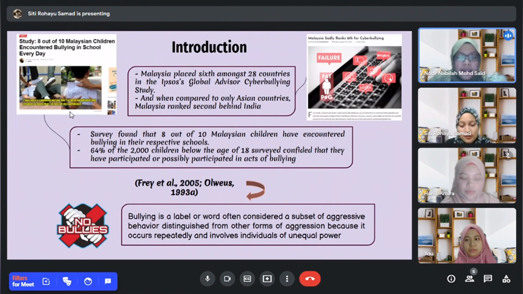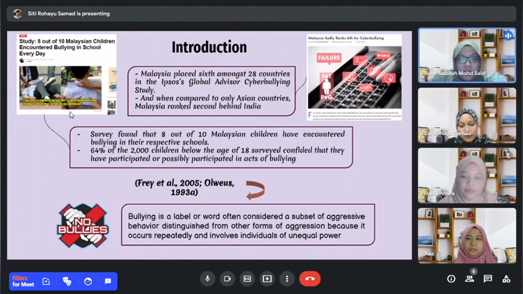So now let's take a look at the definition of bullying. According to Frey and Olweus, bullying is a label often considered as a subset of aggressive behavior, distinguished from other forms of aggression because it occurs repeatedly and involves individuals of unequal power. For your information, bullying is one-sided and does not include one-off incidents or conflicts between two persons. Bullying happens within social relationships involving repeated and hurtful behaviors that stem from misuse of power.